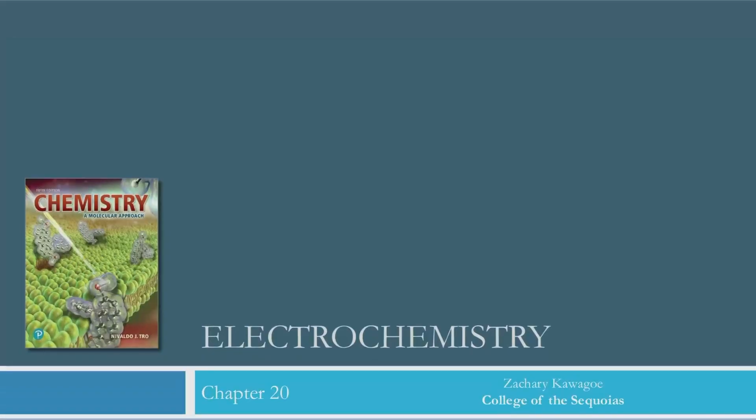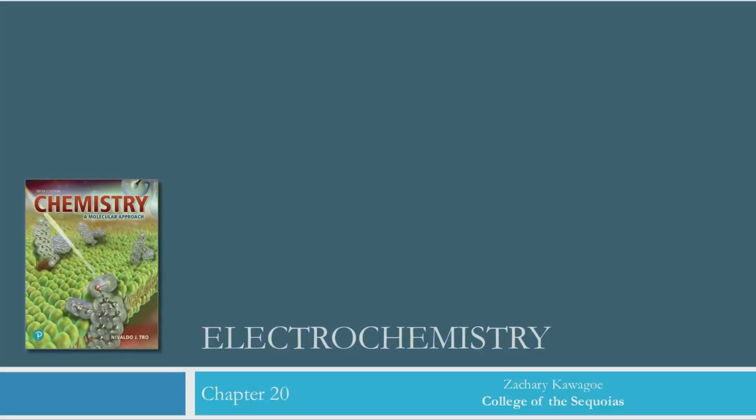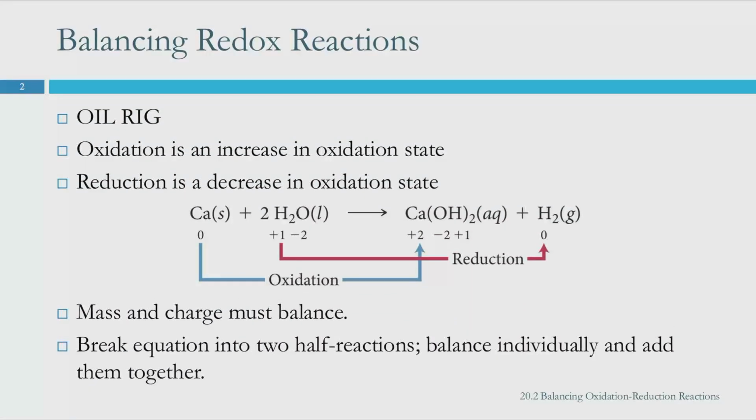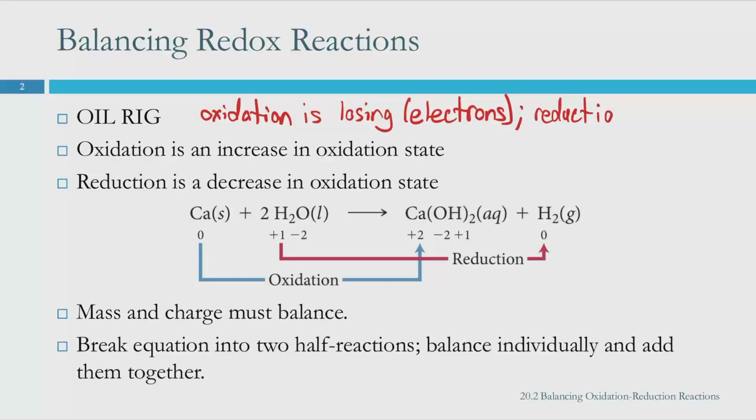Okay, so jumping on to chapter 20, just a short excerpt from chapter 20 covering redox reactions. So in redox reactions, we've got two mnemonic devices. One of them is OIL RIG. Oxidation is losing. This was, I think, our second definition. Oxidation is losing. And the part that we have to remember for this is that it's electrons. And then the RIG part, reduction, is gaining electrons.